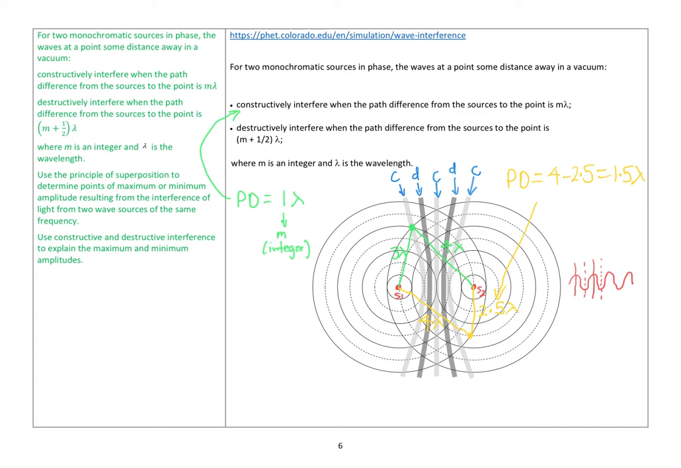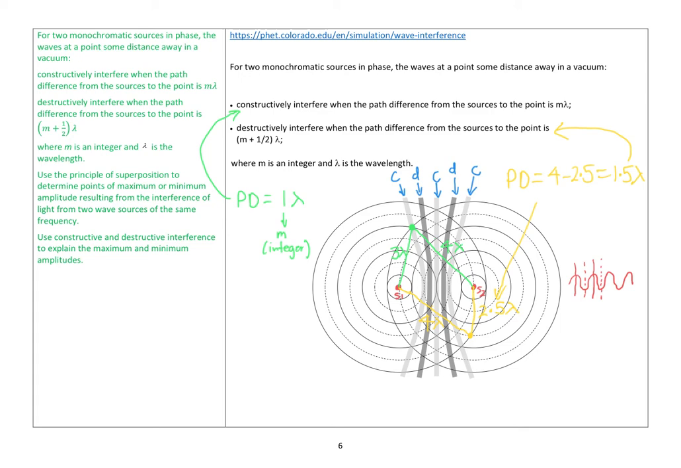And therefore, that is an example of m plus a half, where m is an integer, so 1 plus a half. So in this case, they would destructively interfere because the path difference from the sources to the point is m plus a half lambda. So they're half a wavelength out of phase.